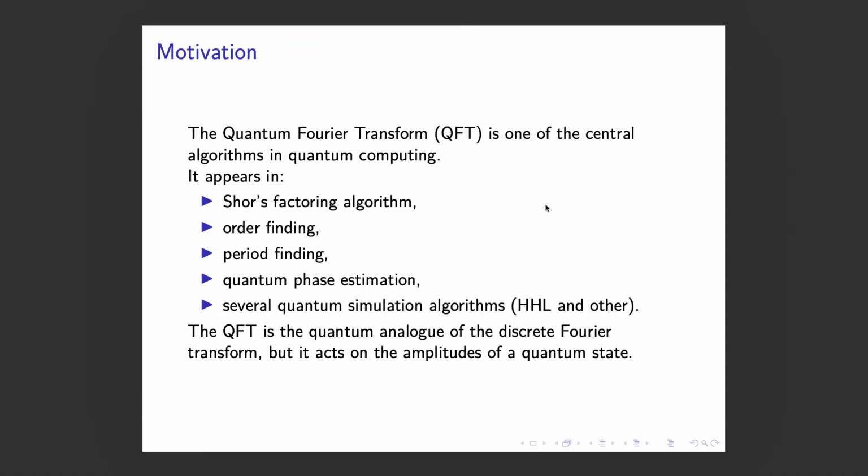So basically, the quantum Fourier transform is, as it says here, one of the central algorithms in quantum computing. So you will find it in Shor's factoring, order finding, period finding, quantum phase estimation, and several quantum simulation algorithms. So it's central, what I normally like to call a kitchen ingredient, a kitchen tool, actually. So it's the analog of the discrete Fourier transform.